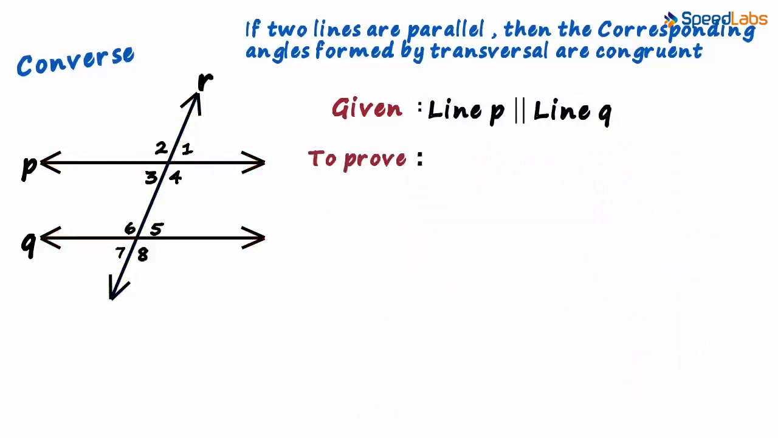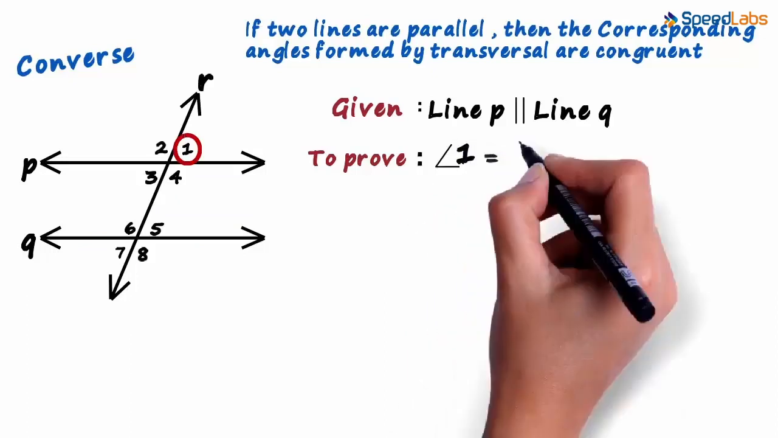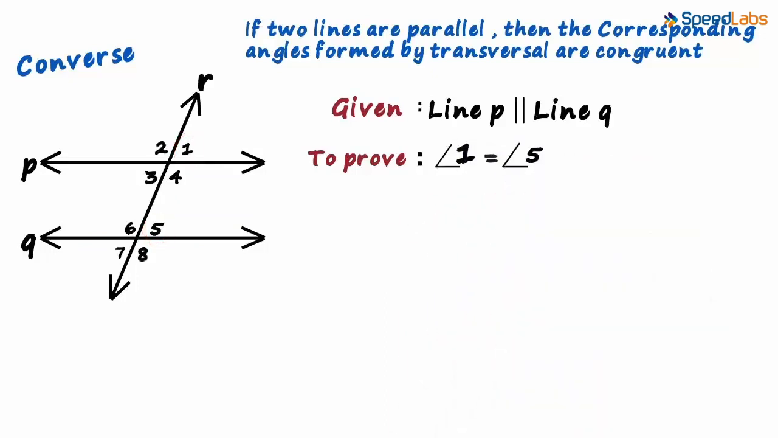And what do we have to prove? We just have to prove that the corresponding angles are equal. We have to prove that angle 1 is equal to angle 5. This proof is simpler than the previous one.